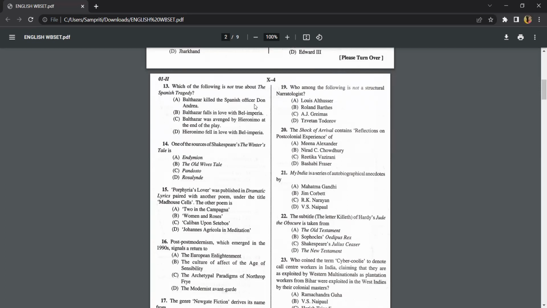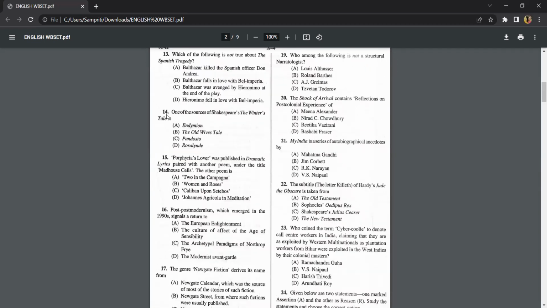Balthazar killed the Spanish officer Don Andrea. Yeah, Don Andrea, yes, he comes back in the form of a ghost to take revenge. Balthazar falls in love with Bel-imperia. Yeah. Balthazar was avenged by Hieronimo at the end of the play. Yes. Hieronimo fell in love with... no, Hieronimo did not fall in love with Bel-imperia. So option D is the right answer. It is not true about the Spanish Tragedy.